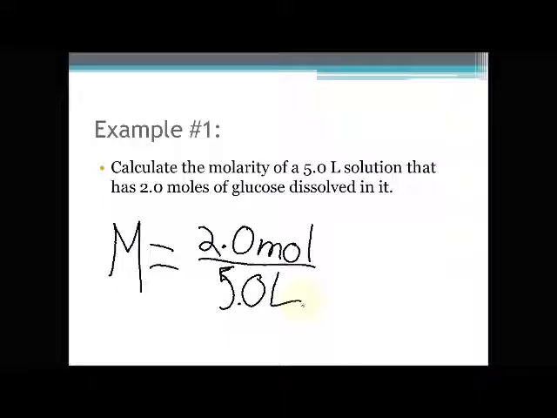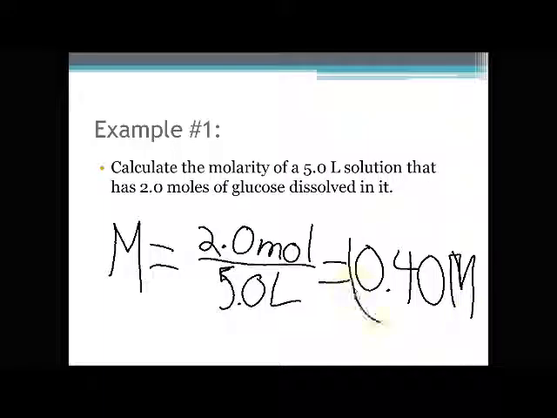Then you simply divide and round to the correct sig figs. Everyone got that? That's one math lesson, and we've got a couple more. So the answer is 0.40 molar. Round to the correct sig figs. 0.40 molar.